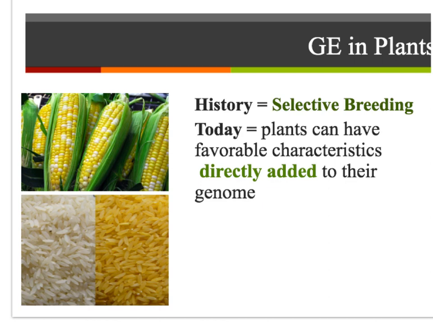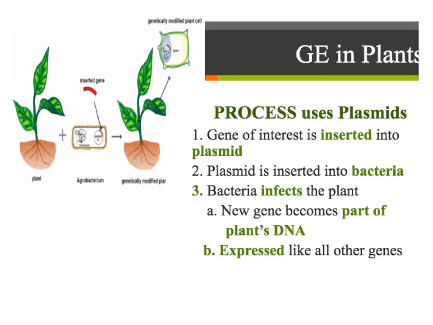So this is what I just said about the selective breeding that is still done today. However, today plants can have favorable characteristics directly added to their genome. How this is done is it uses plasmids, okay? What we were talking about before, the gene of interest is inserted into the plasmid, which is inserted into the bacteria, then the bacteria is going to infect the plant, and the new gene is going to become part of the plant's DNA. So that one ends up being expressed just like everything in the normal plant genome.